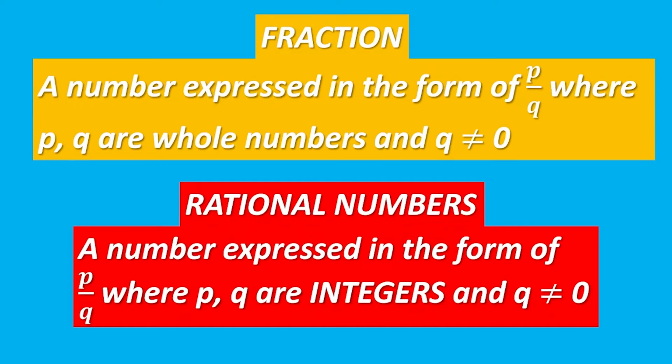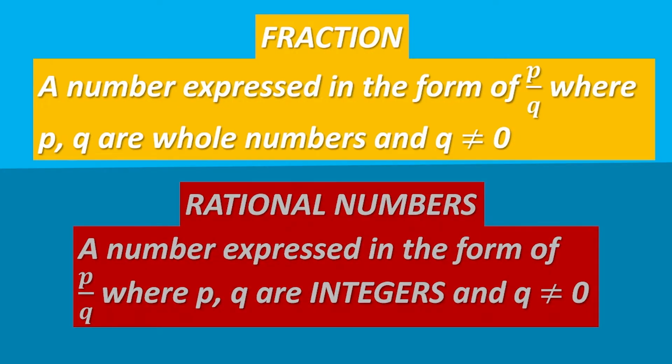So here we have the definition of fractions and rational numbers, and there's just a small difference. In fractions, it's basically a number expressed in the form of p over q or p by q, where p and q are whole numbers. That means numbers like 0, 1, 2, 3, 4, 5, 6, which goes on and on forever. Those are basically whole numbers. And q cannot be 0. As we know, we cannot divide a number by 0, so q cannot be 0.